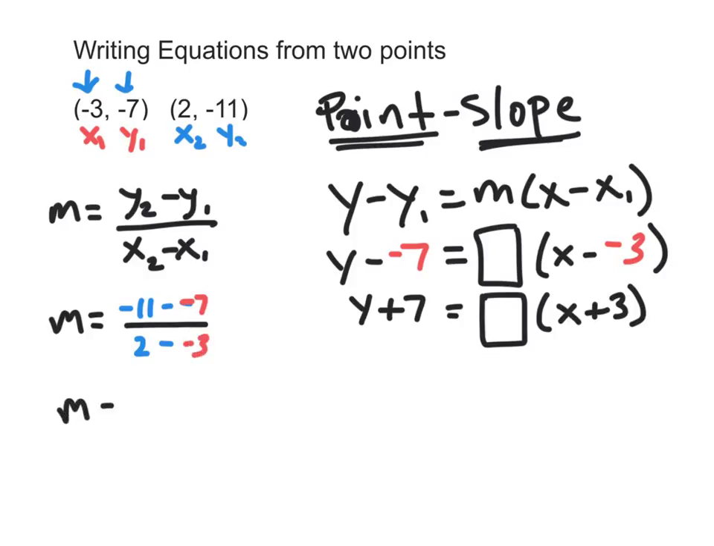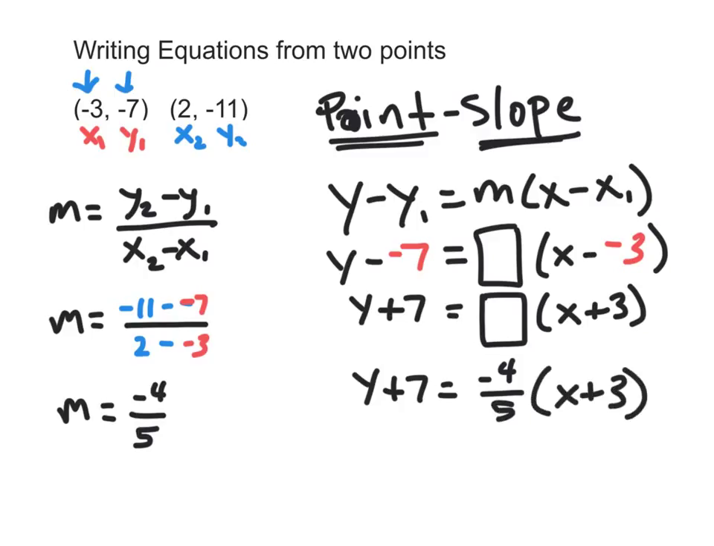When we simplify, m equals -11 minus -7. We're computing this right here, which is going to be -11 plus 7. So we have -4 in the numerator, and then in the denominator we have 2 minus -3, and that means 2 plus 3, and 2 plus 3 is 5. So now we know that our slope is -4 over 5. So to write our final answer, we will have y plus 7 equals -4 over 5, x plus 3.